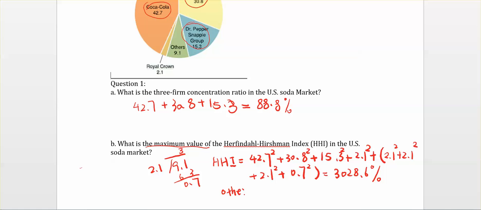So here the hard part for this question is how can you figure out the component for the 9.1%. Because we know this question is trying to find the maximum value, we decompose the 9.1% into 3 small firms which take up 2.1%, and plus 1 more firm which takes up 0.7%. So by doing this, we can calculate the maximum HHI, which is 3,082.6%.